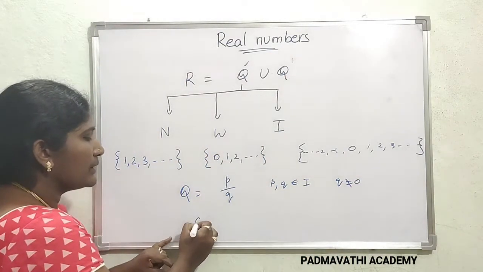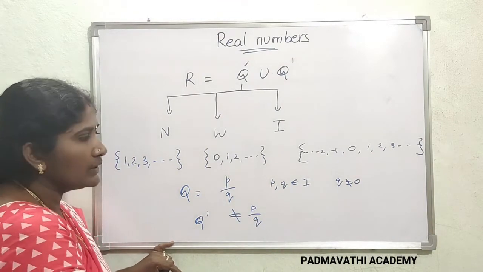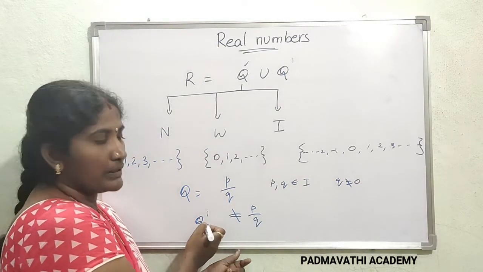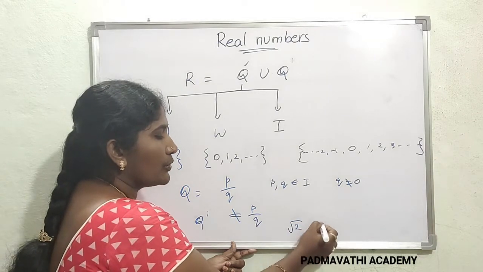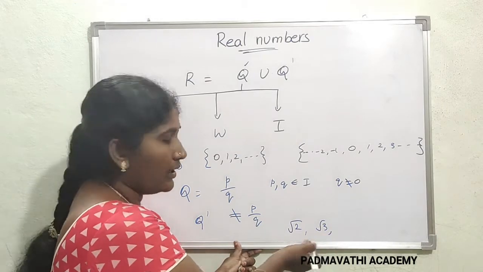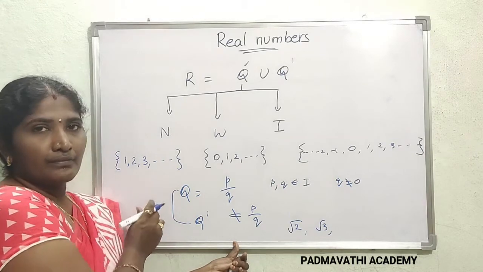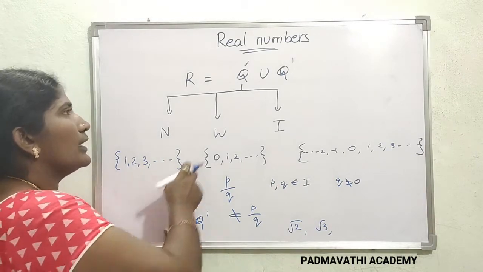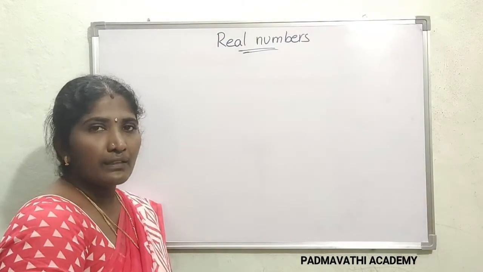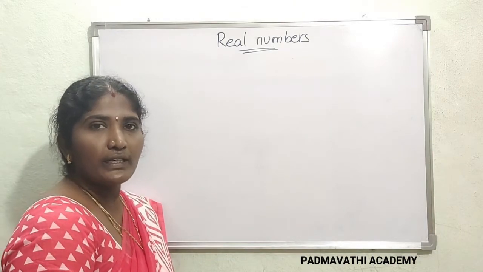What are irrational numbers? The numbers which cannot be expressed in the form of p by q, where p and q are integers and q not equal to 0, are called irrational numbers. For example, root 2, root 3: the numbers which have no perfect square roots are called irrational numbers. The union of these two sets, Q and Q dash, is called real numbers. In this chapter, the first concept is finding HCF by using Euclid's division lemma.